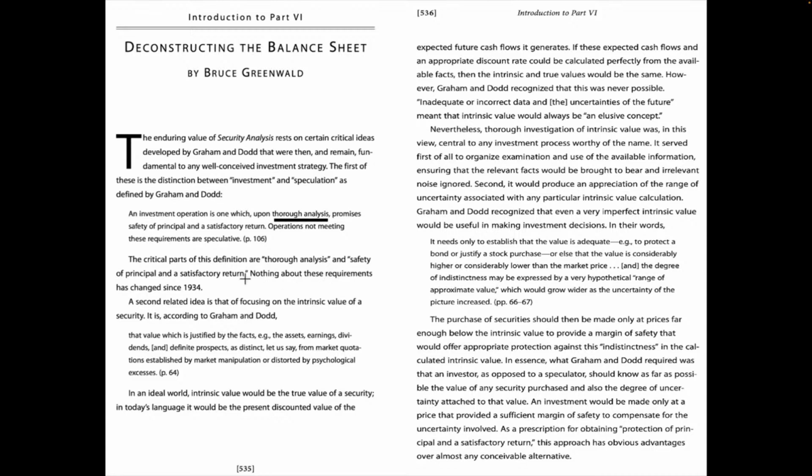The critical parts of this definition are thorough analysis, safety of principal, and satisfactory return. Nothing about these requirements has changed since 1934. Everything that was done on Wall Street in the 30s, 40s, and 50s, obviously with minor changes, has had the same core base.